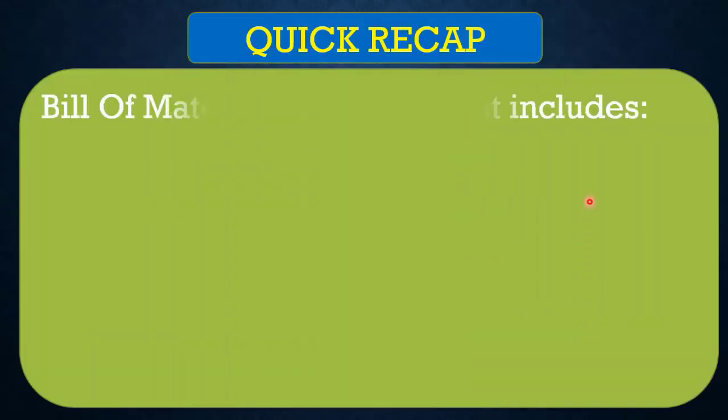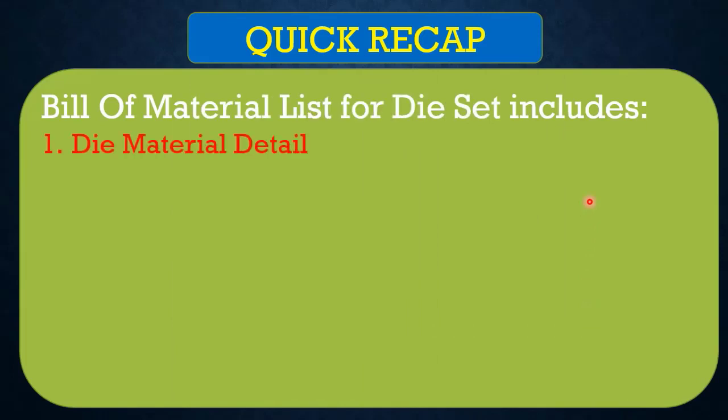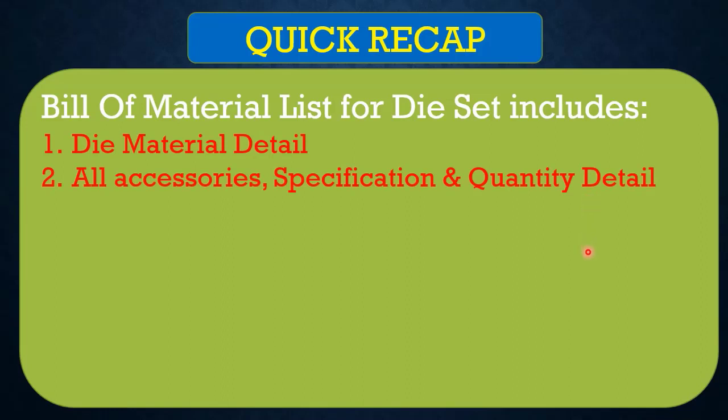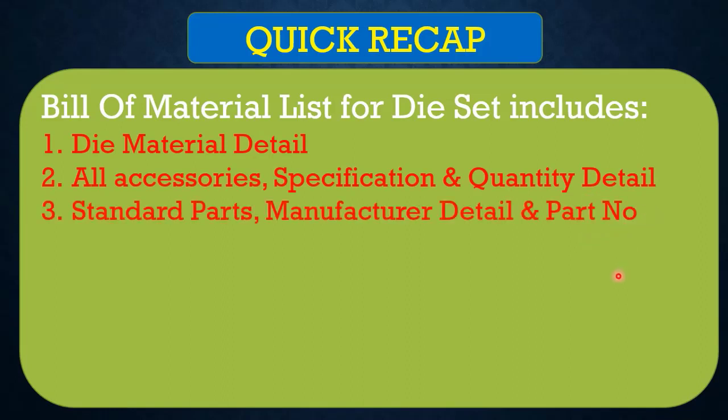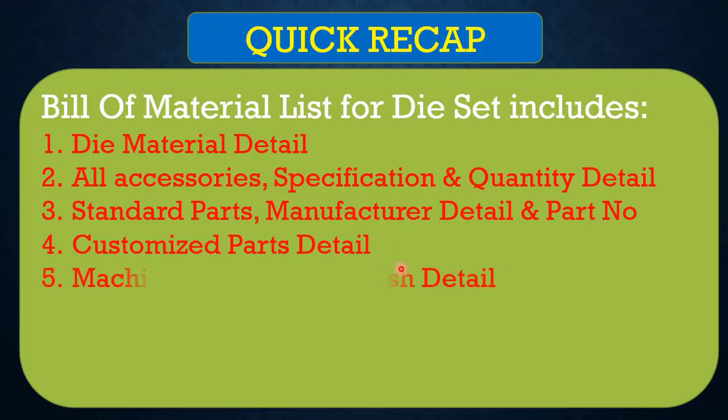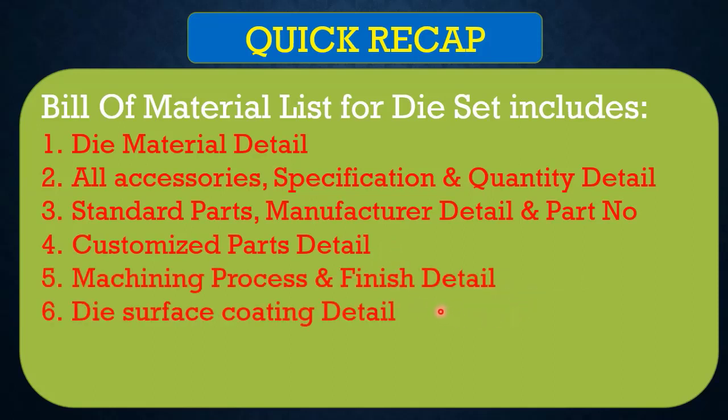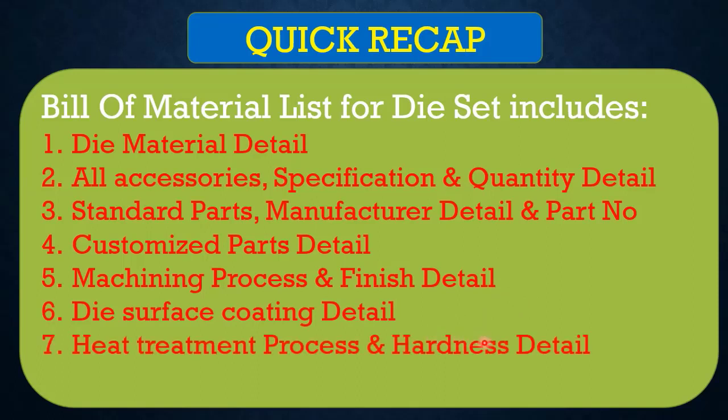Let's have a quick recap. Bill of material list of die sets includes number 1, die material detail, number 2, all accessories specification and quantity detail, number 3, standard parts along with the manufacturer detail and part number, number 4, customized part details, number 5, machining process and finish detail, number 6, die surface coating detail, and number 7, heat treatment process and hardness detail.